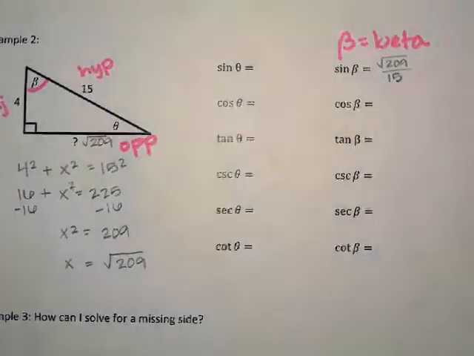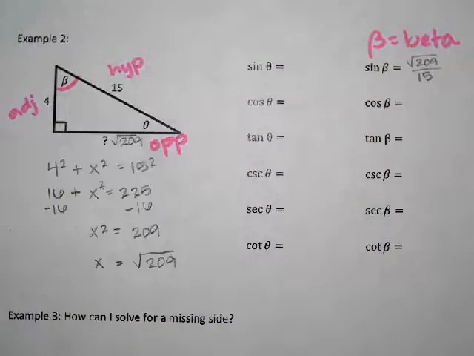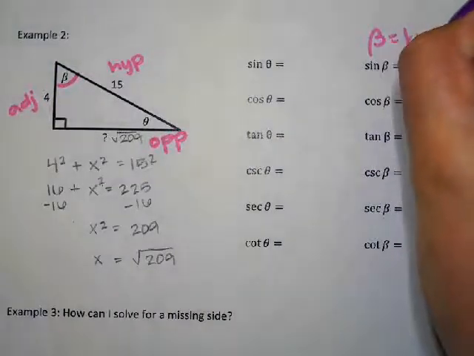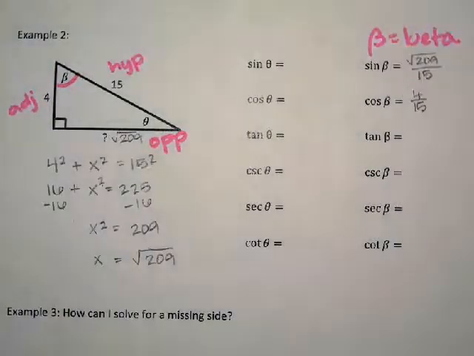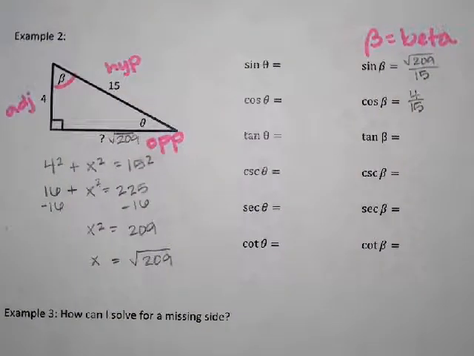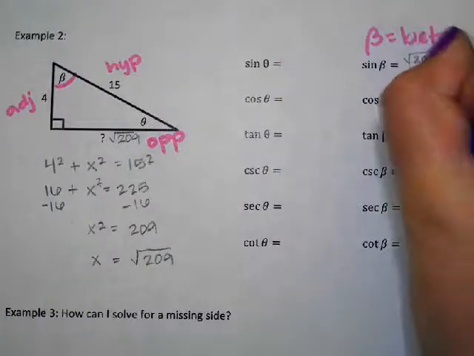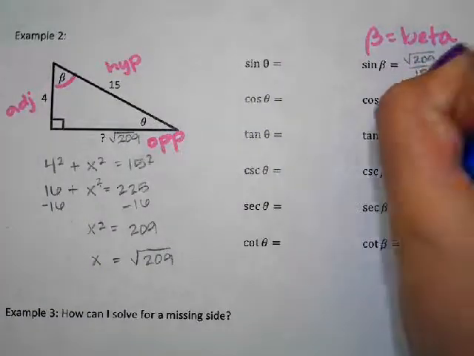Cos. SOH-CAH-TOA, what would cos be? 4 over 15, it would be adjacent over hypotenuse. Tan of beta. TOA, tan of beta. It'd be opposite over adjacent, so root 209 over 4.